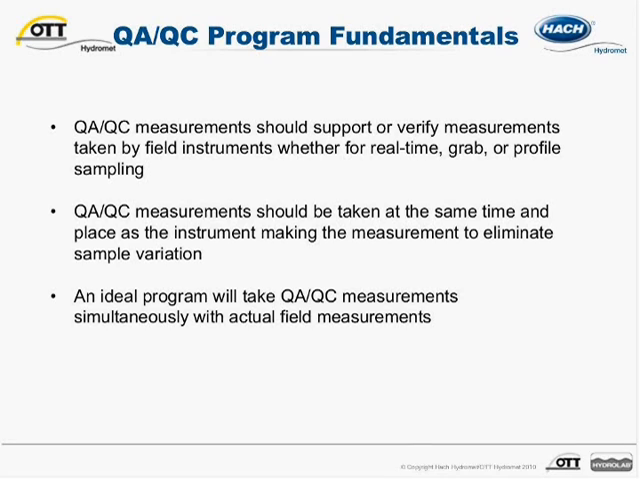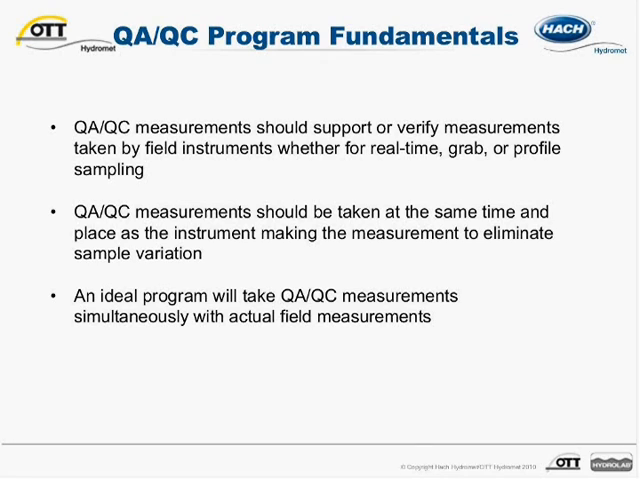So to have a QA/QC measurement that is in alignment with the primary measurement, it needs to be taken at the same time and place to minimize sample-to-sample variation. For example, if a field instrument is deployed, set up to collect data at an hourly interval, let's say at the top of every hour, the QA/QC measurement should be on the hour as well, not 15 or even 5 minutes before or after.